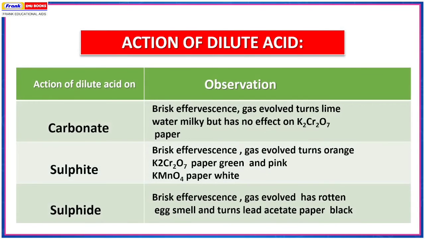Action of dilute acid. Action of dilute acid on carbonate. Brisk effervescence, and the gas evolved turns lime water milky but has no effect on potassium dichromate paper, that is, the gas is carbon dioxide.